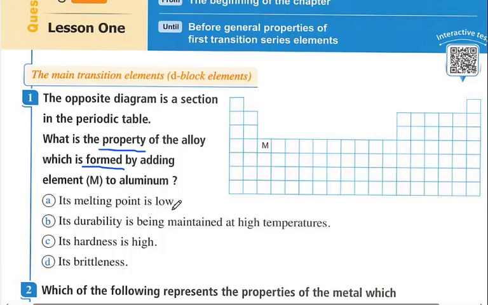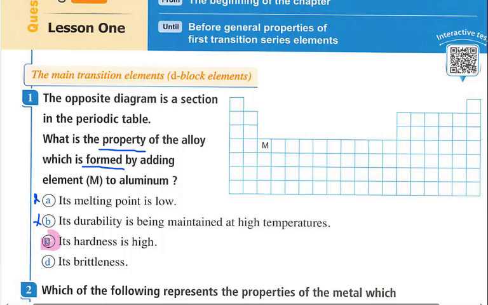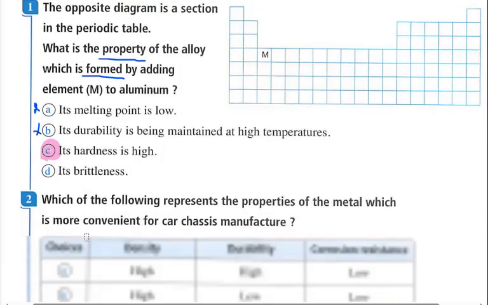So smelting point is low. It is not correct. Okay. The alloy of scandium with aluminum, its durability is being maintained at high temperature. Maintaining its durability at high temperature is some character of titanium. It is not scandium. Okay, its hardness is high, so this is the correct answer. This is the characteristic of the alloy composed of aluminum and scandium.